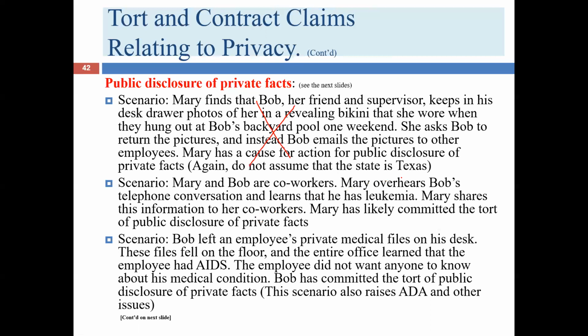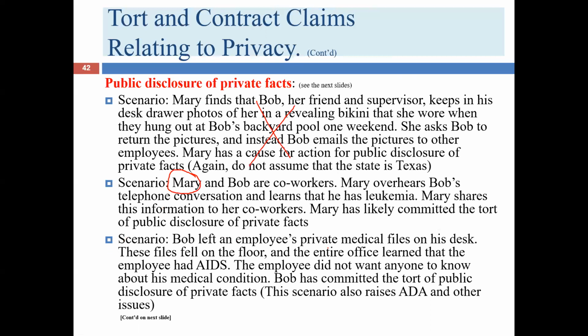Again, not in Texas, but the way you ought to answer this question would be for all the states who have recognized this particular tort. Now, of course, if Mary were working in HR or she was Bob's supervisor, there would be additional statutes that would be in play. We'll see that in the next scenario.